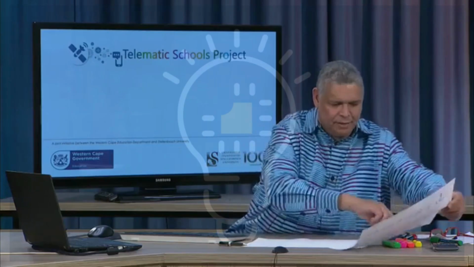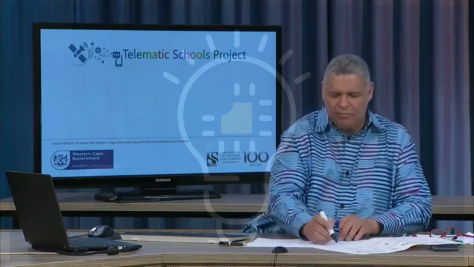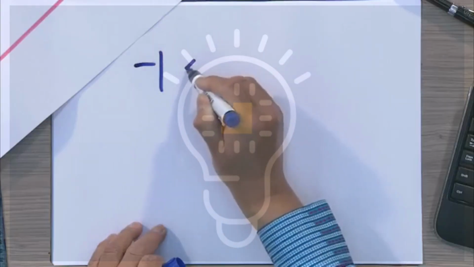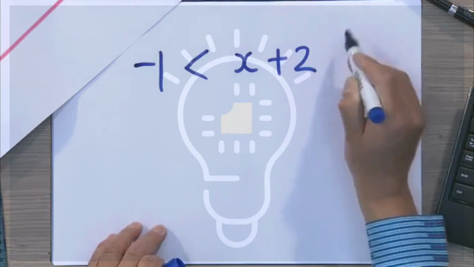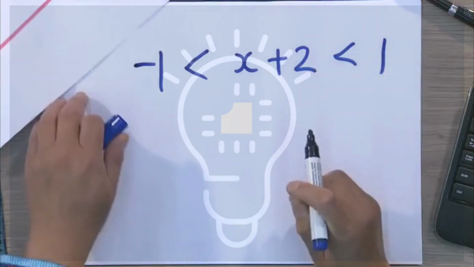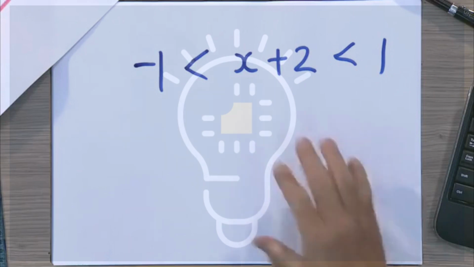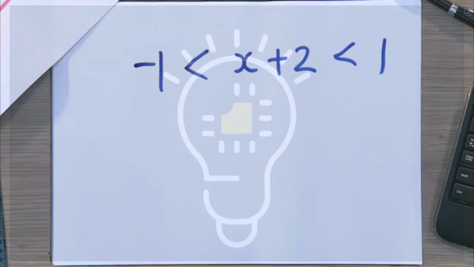Here we have -1 is less than x plus 2 less than 1. And you may remember in grade 10, you had an inequality that looked like this.